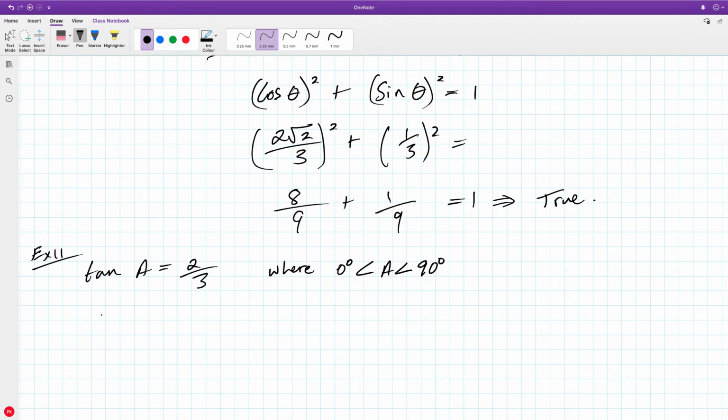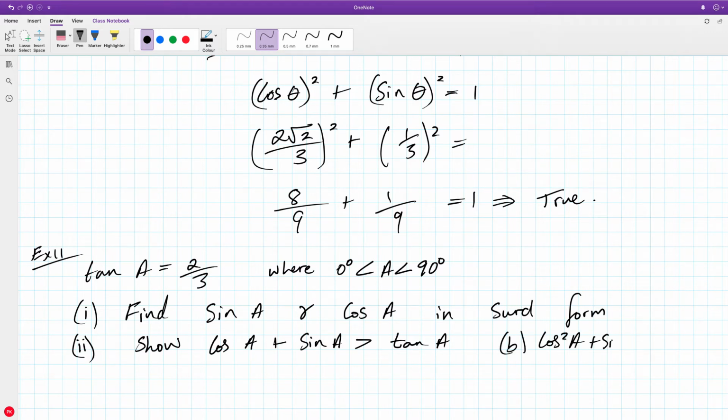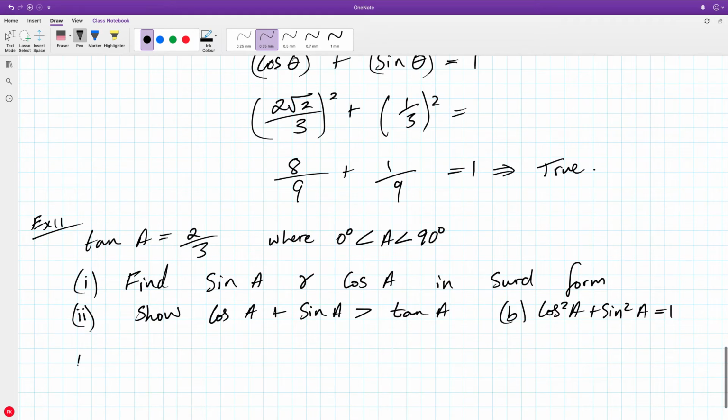Find sine A and cos A in surd form. Show that cos A plus sine A is greater than tan A, and cos squared A plus sine squared A is equal to 1. And find the angle of A. Last one.